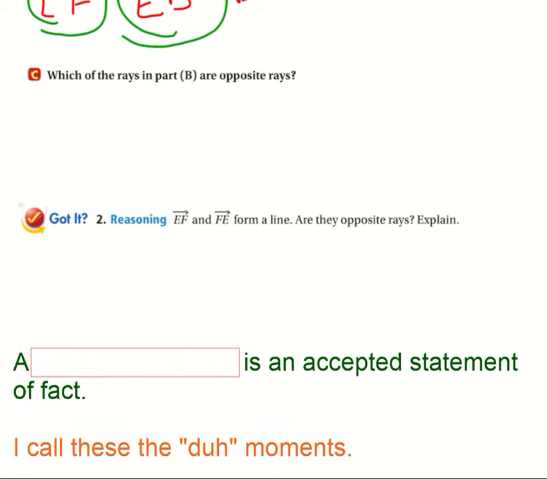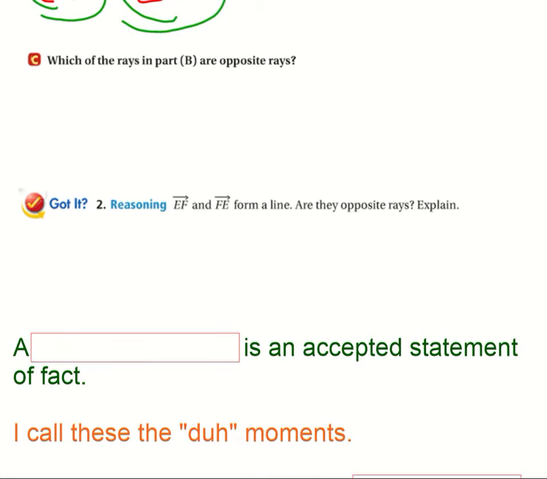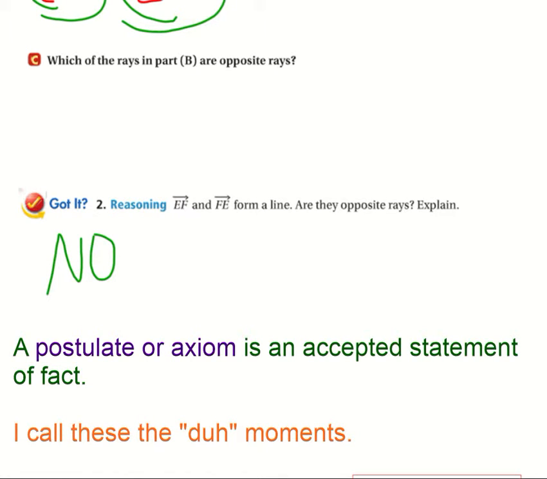And so let's think through this. I want you to decide: EF and FE, they form a line. Are they opposite rays? Explain. So pause the video here and come up with that. And I would say that no, they do not. And the reason why is they do not share a common endpoint. If you go back to our definition for opposite rays, they are 2 rays that share the same endpoint and form a line. So no.